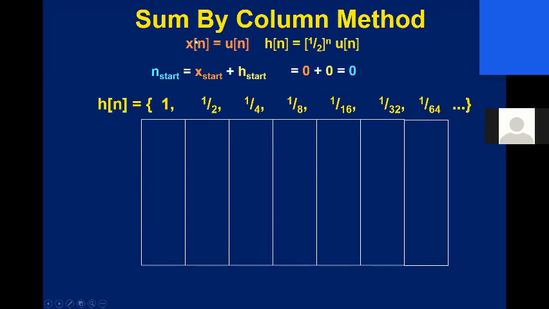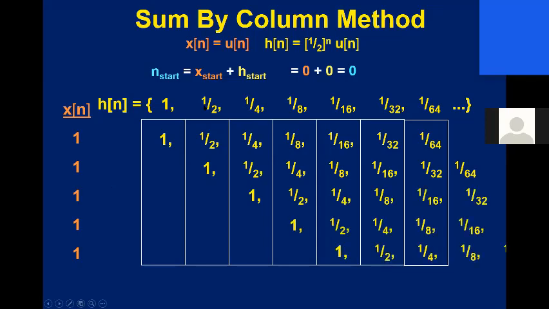And x of n, starting at n equals 0, is 1s forever. So this is pretty easy. We just multiply 1 by our h of n. We replicate h of n, shift it over, shift it over, and keep doing that. And then sum down each column: 1, 1.5, 7 fourths, 15 eighths, and so on. So at least these first values will be reliable. If I wanted the correct answer for this next one, I would have to add another term down here. I'd need another x of n row to complete this one. But this is enough to get us started.